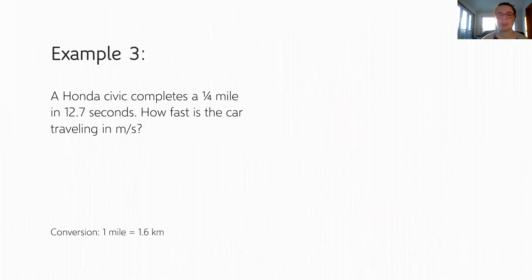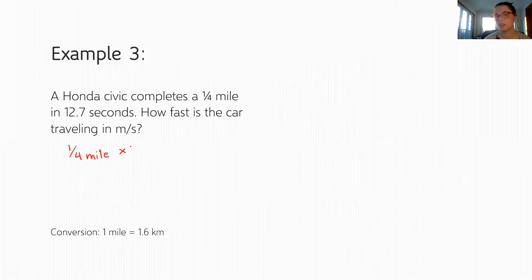Let's look at the next one. A Honda Civic completes a quarter mile in 12.7 seconds. How fast is the car traveling in meters per second? This one, you have miles, seconds, meters per second, and a conversion that has miles and kilometers. We've got conversions, so this is good conversion practice. So a quarter mile. It says 1 mile is 1.6 kilometers.